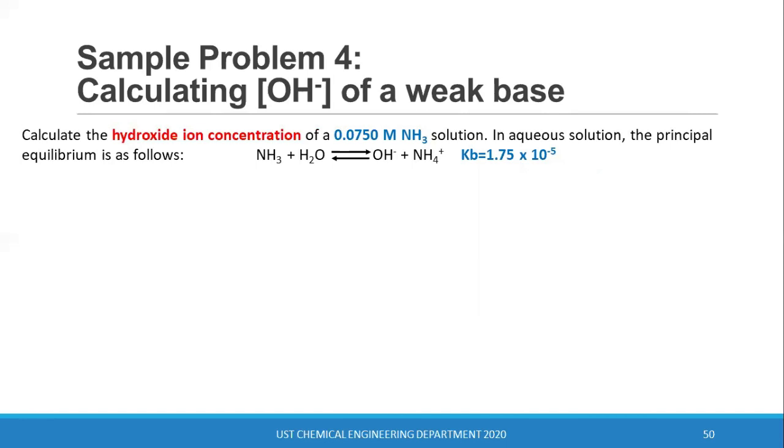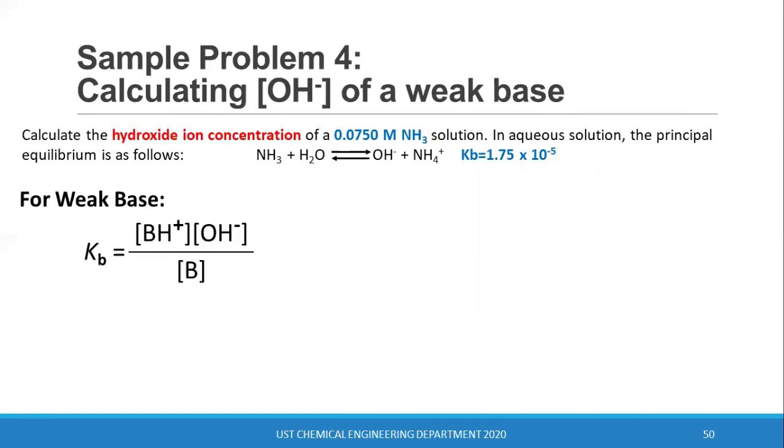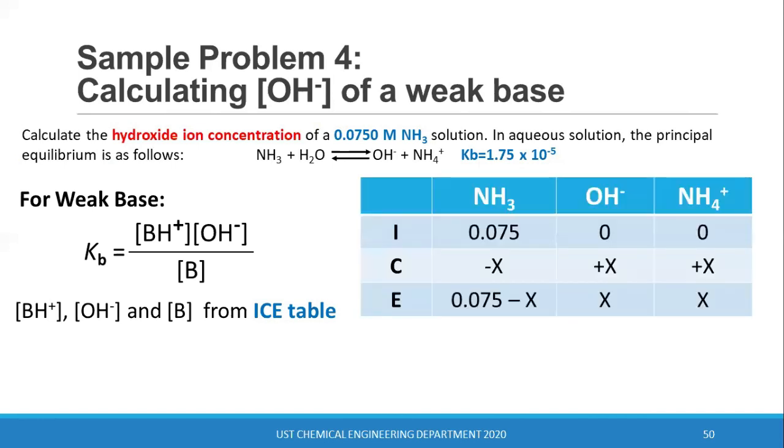Let's recall again the steps for weak base. First is to write the expression for Kb. Next is to solve for the unknown concentration of species from the ICE table. Now that we have enumerated the steps, let's create the ICE table. Again, the initial, change, and equilibrium concentrations are summarized in the table.